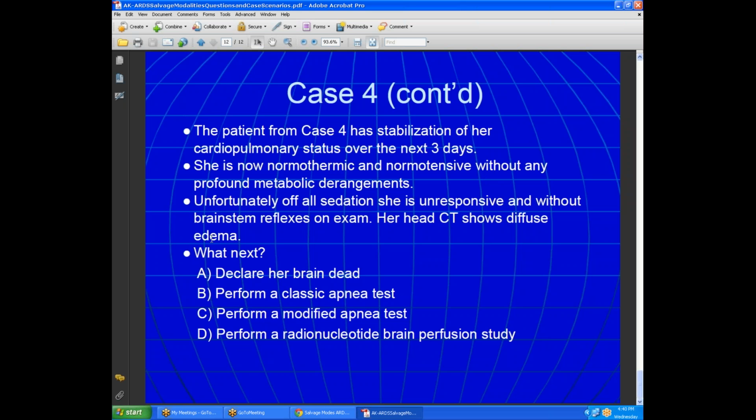I don't know if you guys have had to deal with this yet, but this is not an uncommon occurrence in patients who've been placed emergently on ECMO that they've arrested, and we don't know where their mental status is going to end up. Okay, but here we are 3 days later with no brainstem reflexes. So what would you do? How do you deal with this? Do you declare her brain dead based on your exam with no brainstem reflexes? Do you perform a classic apnea test, a modified apnea test, or a radionucleotide brain perfusion study?